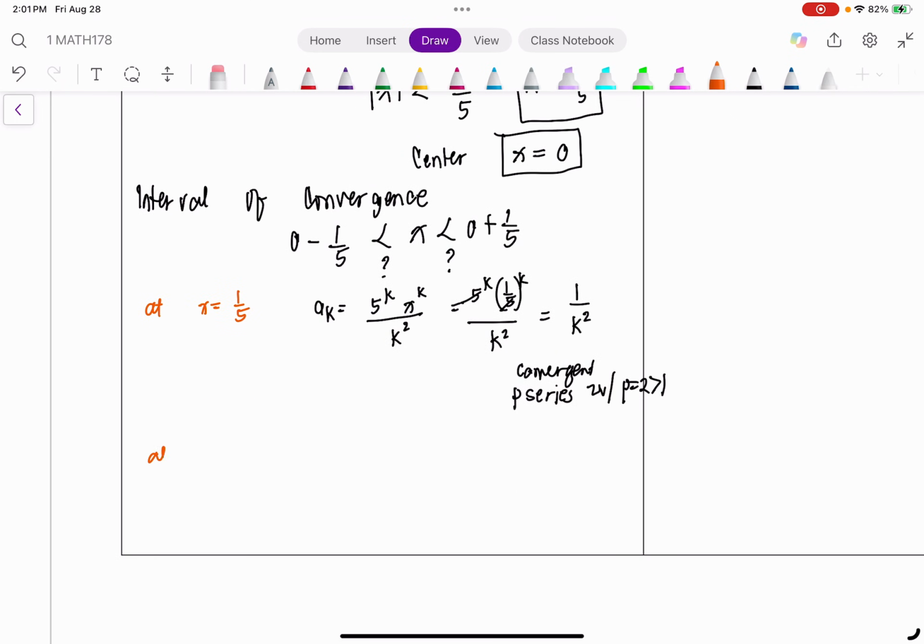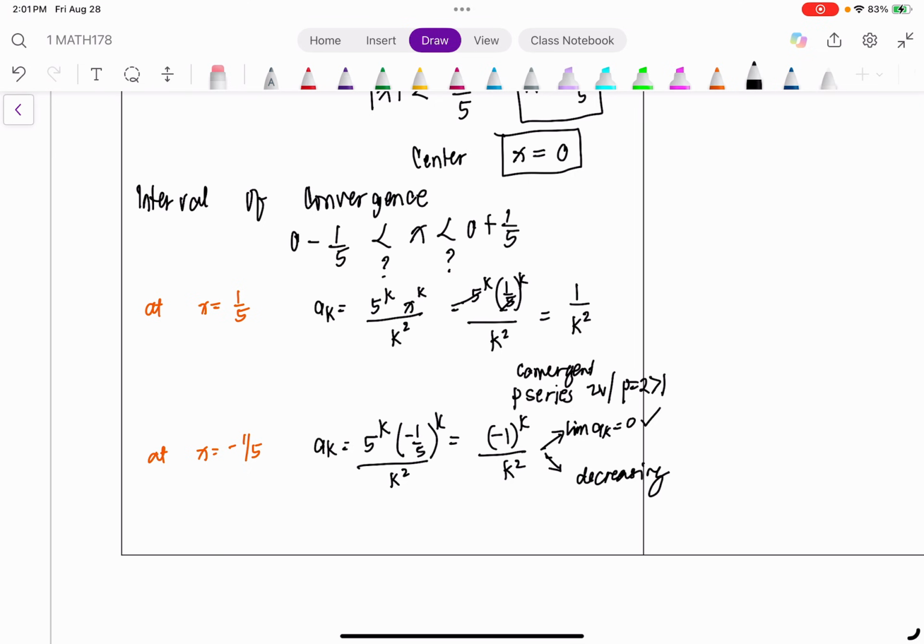Let's try at x equal to negative 1 over 5. So when x is negative 1 over 5, your a sub k would be 5 raised to k times negative 1 over 5 raised to k. So that's negative 1 raised to k all over k squared. So this is having a limit of a sub k equal to 0, the first condition, and it must be decreasing.